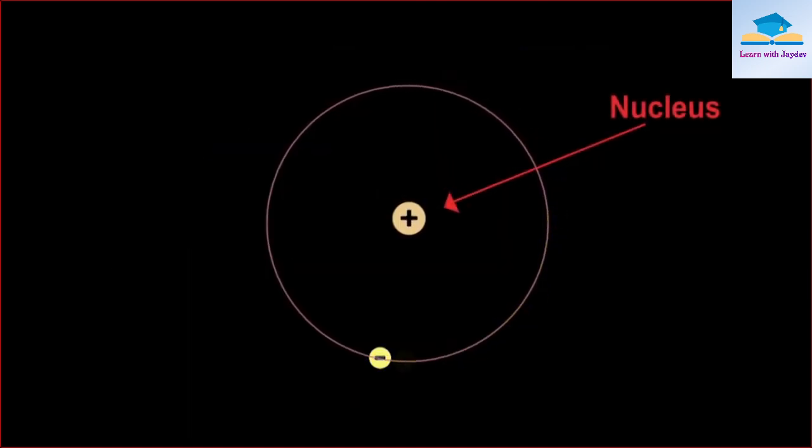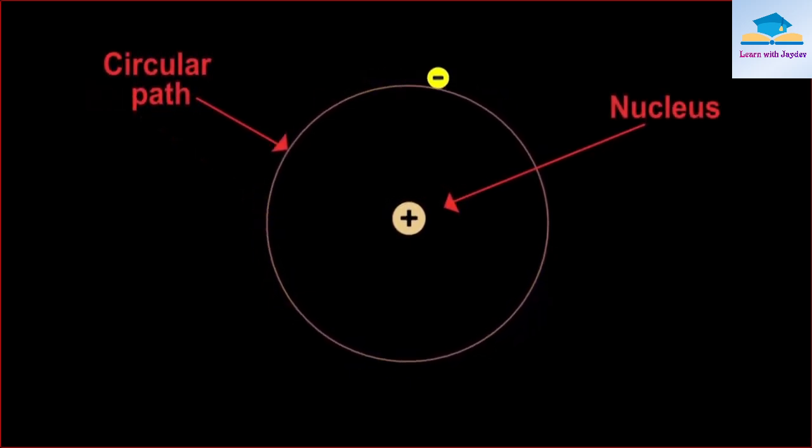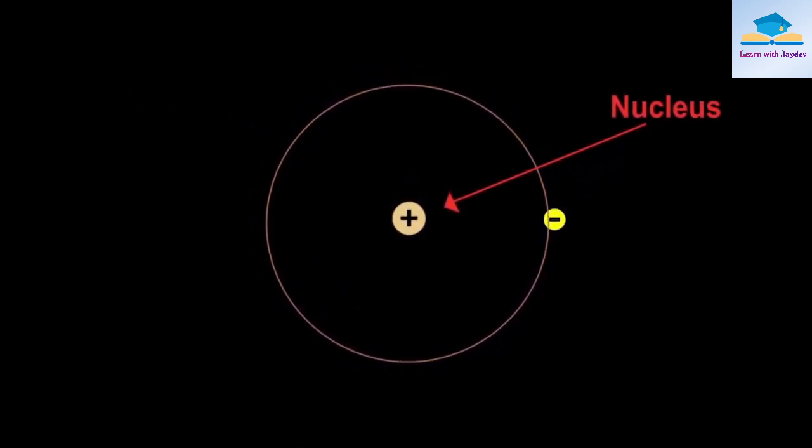So Rutherford concluded that an atom consists of a positively charged center, the nucleus. The electrons revolve around the nucleus in circular paths. The size of the nucleus is very small as compared to the size of the atom.